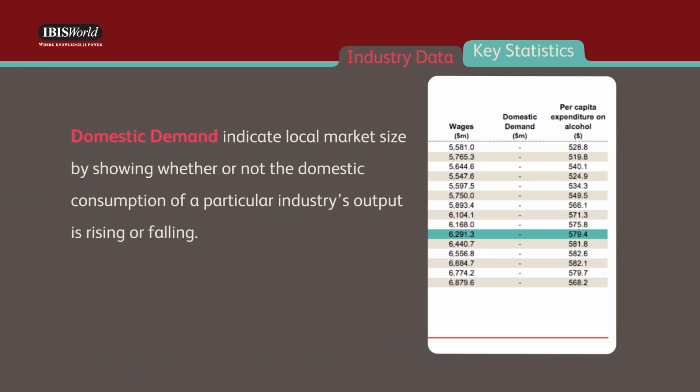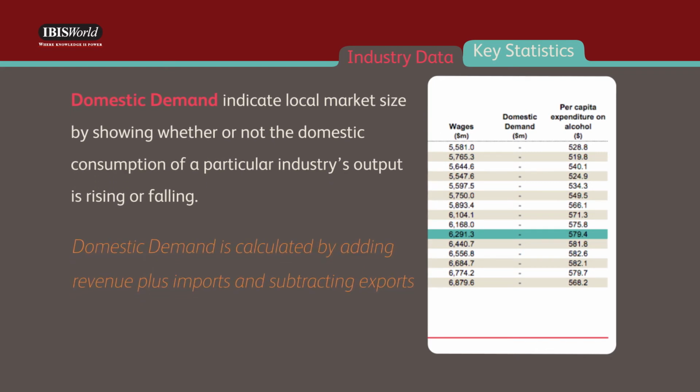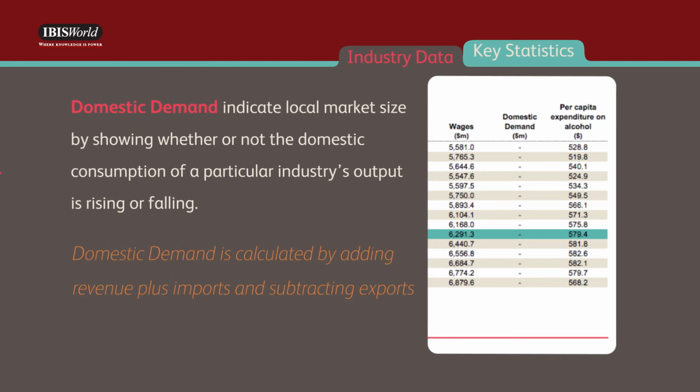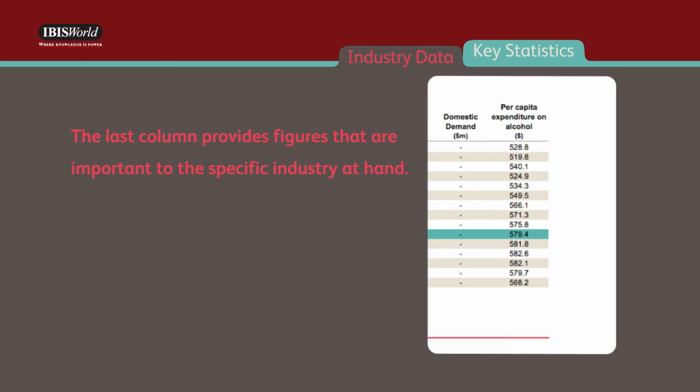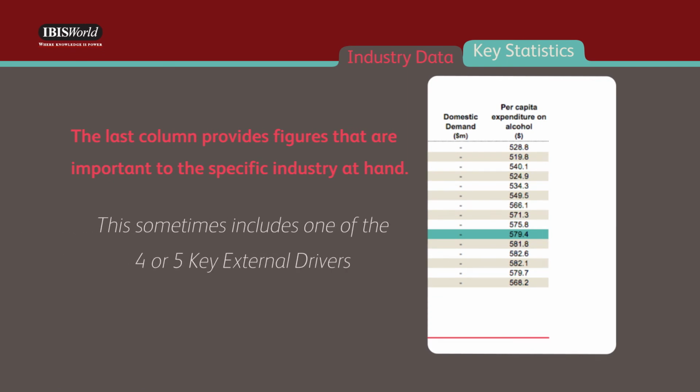Domestic demand indicates local market size by showing whether or not the domestic consumption of a particular industry's output is rising or falling. Domestic demand is calculated by adding revenue plus imports and subtracting exports. The last column provides figures that are important to the specific industry at hand. This sometimes includes one of the 4 or 5 key external drivers.